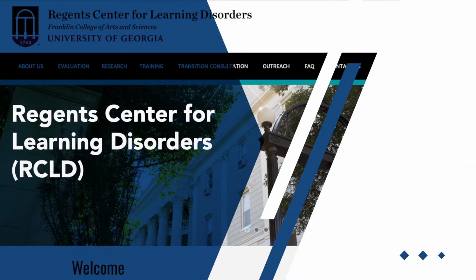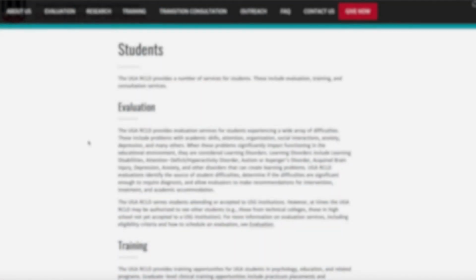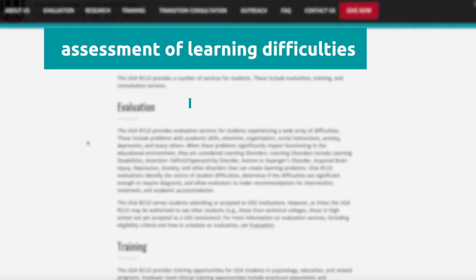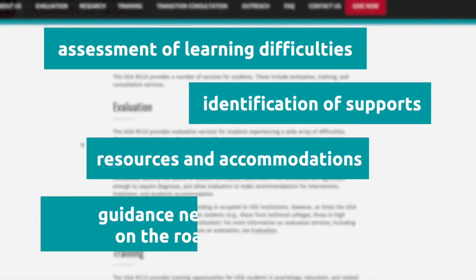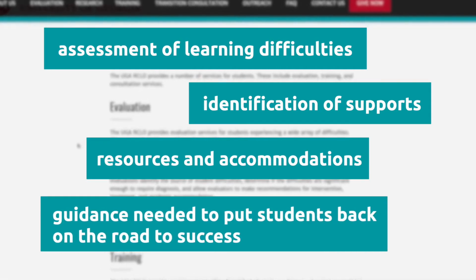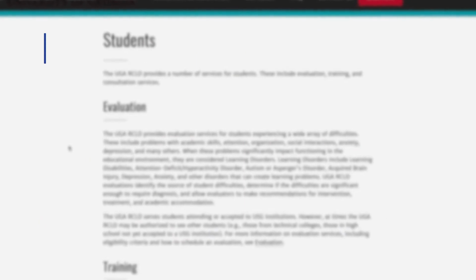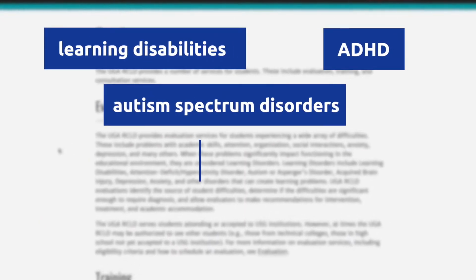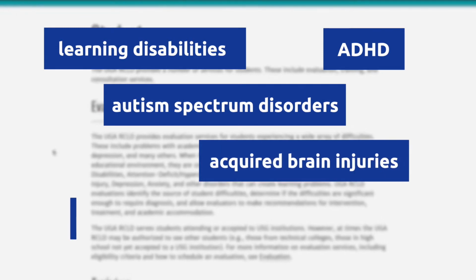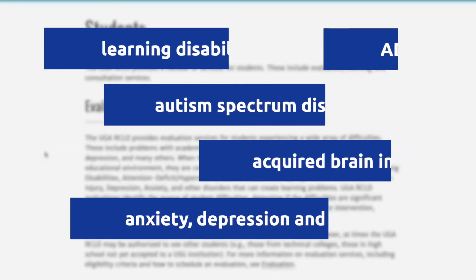The RCLDs can help. The RCLDs provide affordable evaluation and support services to students. The RCLD team specializes in the assessment of learning difficulties, the identification of supports, resources, and accommodations, and the guidance needed to put students back on the road to success. Some assessment services provided include learning disabilities, ADHD, autism spectrum disorders, acquired brain injuries, anxiety, depression, and other disorders that impact performance in the educational environment.